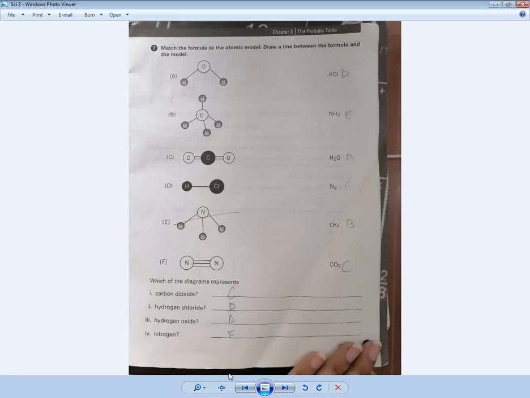Then come to option D. Option D is one atom of hydrogen and one atom of chlorine. So option D will match with HCl. You can see option D. Now come to the E part. E part is one atom of nitrogen and three atoms of hydrogen. So this model will match with the chemical formula NH3.